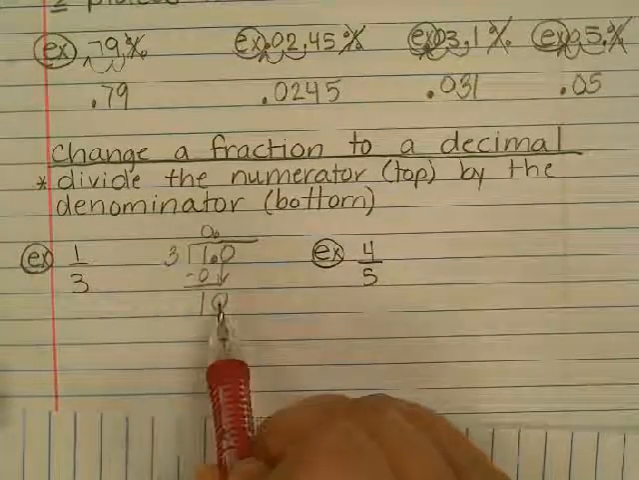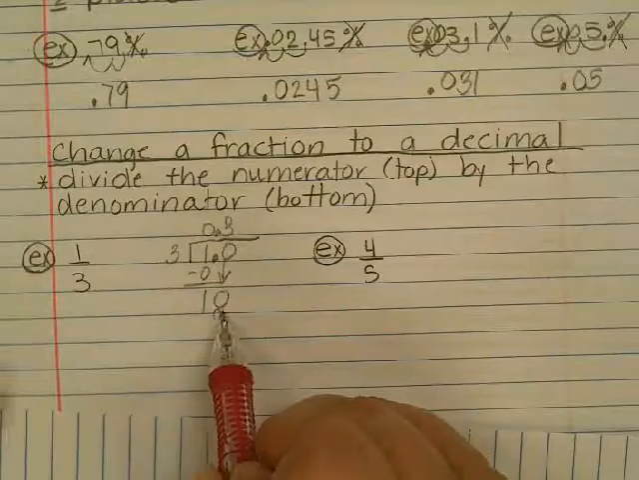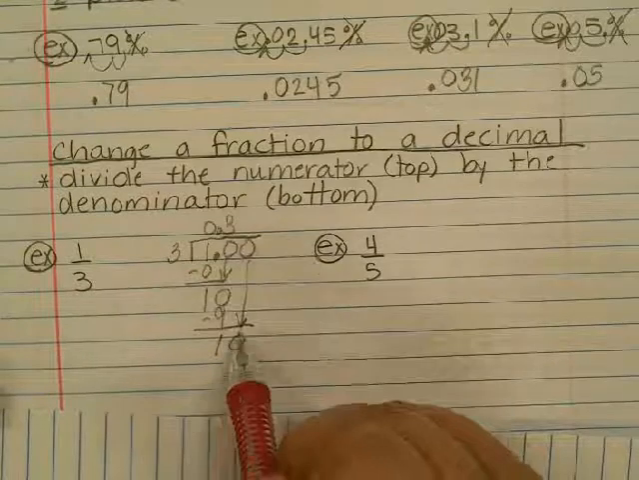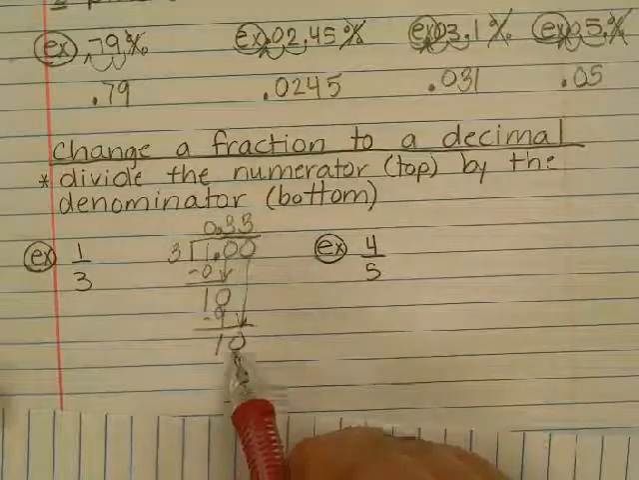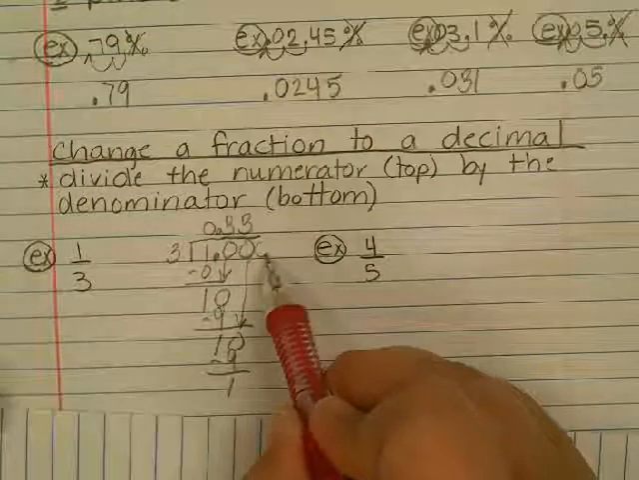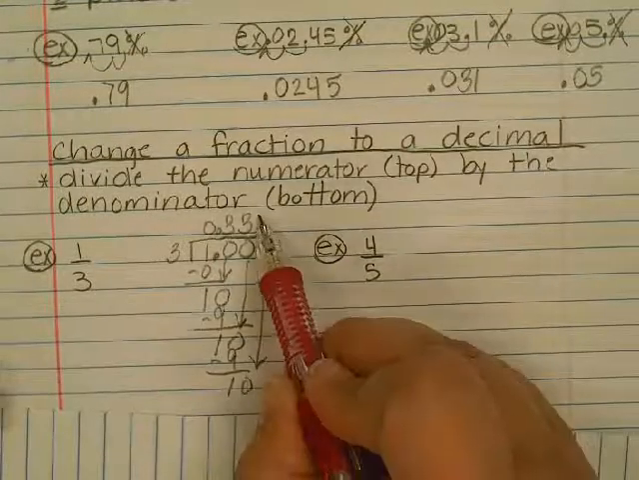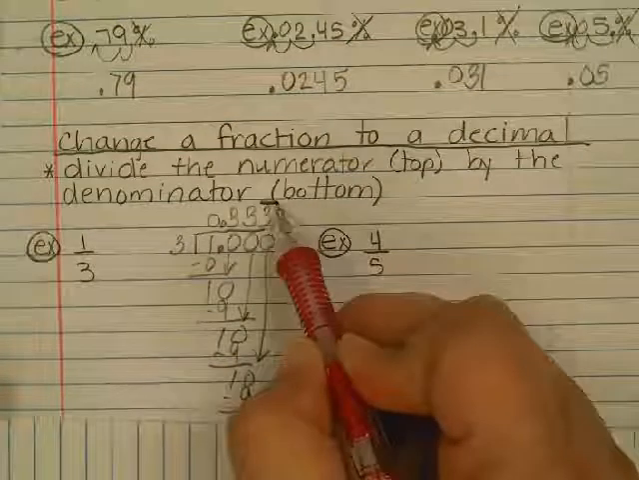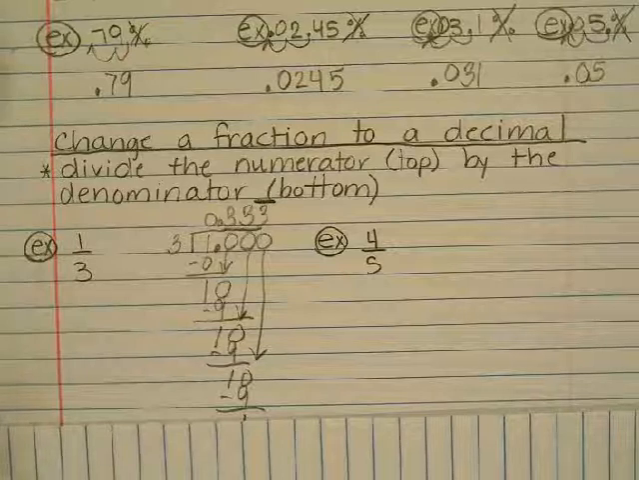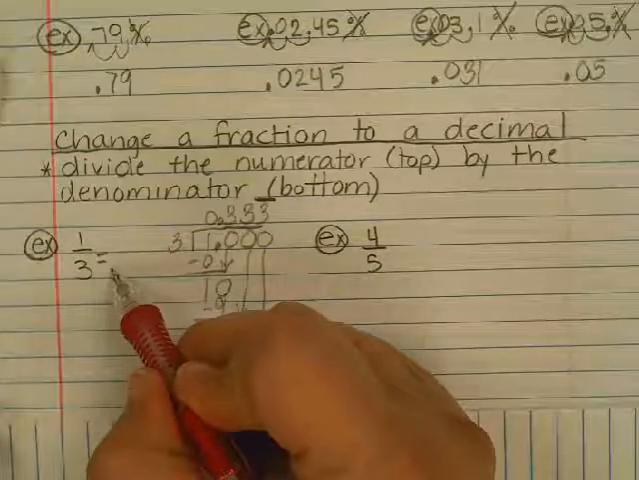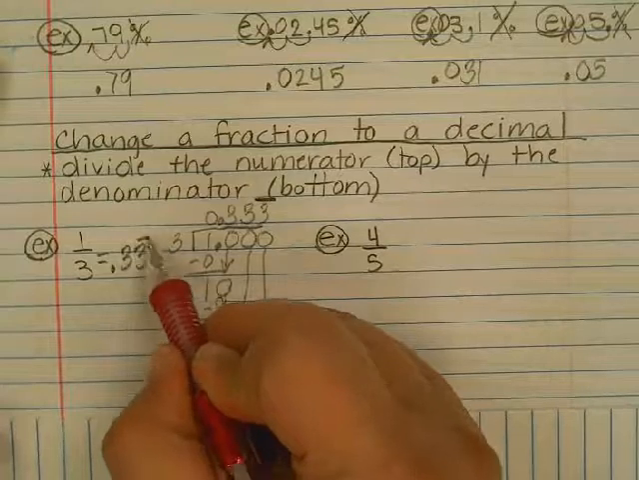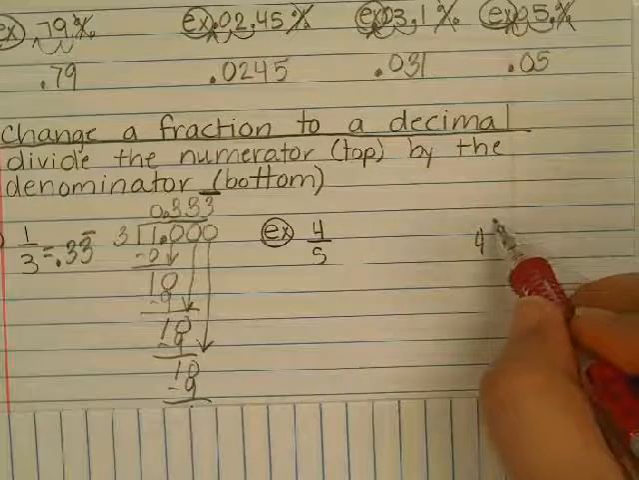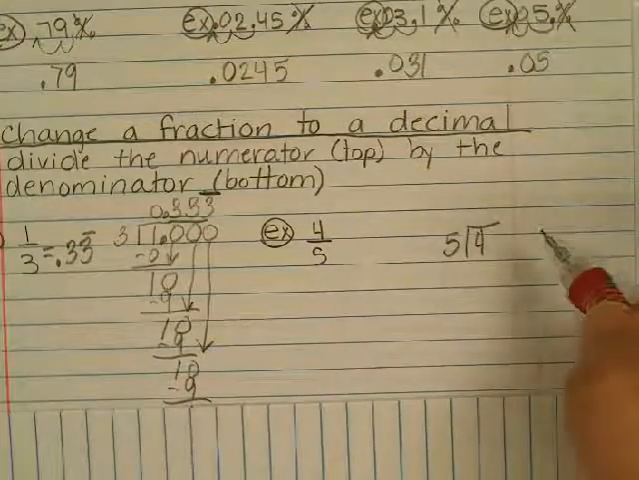Pull it down. How many 3's are in 10? There are 3. 3 times 3 is 9. I subtract. I have 1 left over, so I can add in another 0. There are 3. Subtract 1, I can add in another 0. You can see that we are going to have this same thing repeated. So since it repeats, I simply can put a line here. So 1/3 is the same as 0.33 repeating.